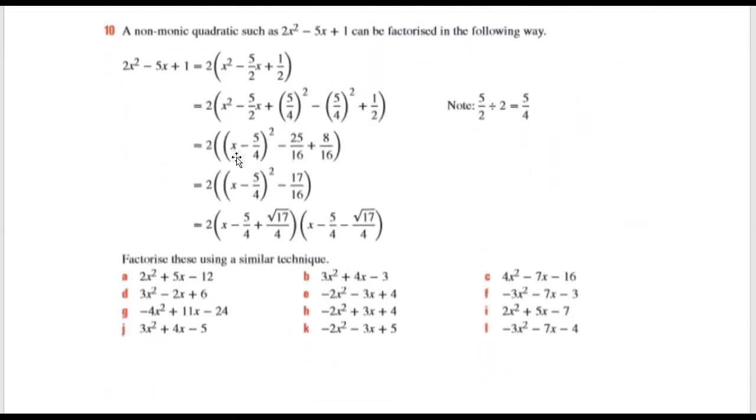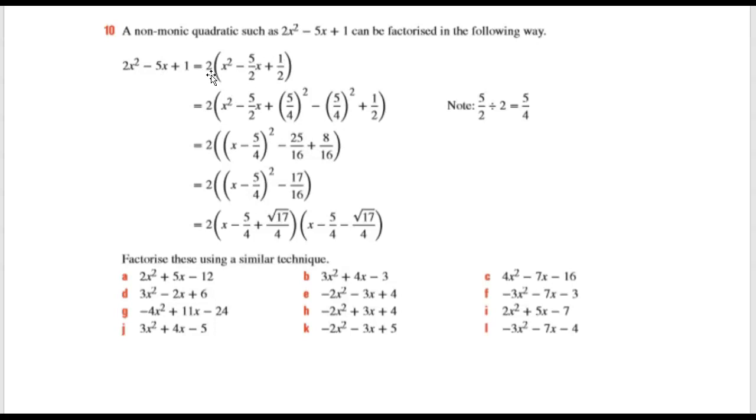Now this one here, I'm not going to do a to l, but I'm just going to explain what's been done in the working out here. We've got a non-monic. Remember, non-monic just means the coefficient of x squared is something other than 1. In this case, it's 2. So we've started off by taking 2 as a common factor. You might be sitting there thinking, but it's not a common factor because 2 is not a factor of 5. But you can turn it into a fraction and factorize it like that.